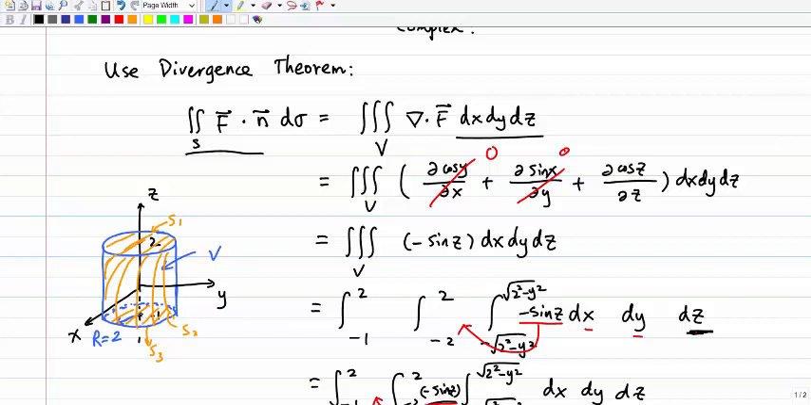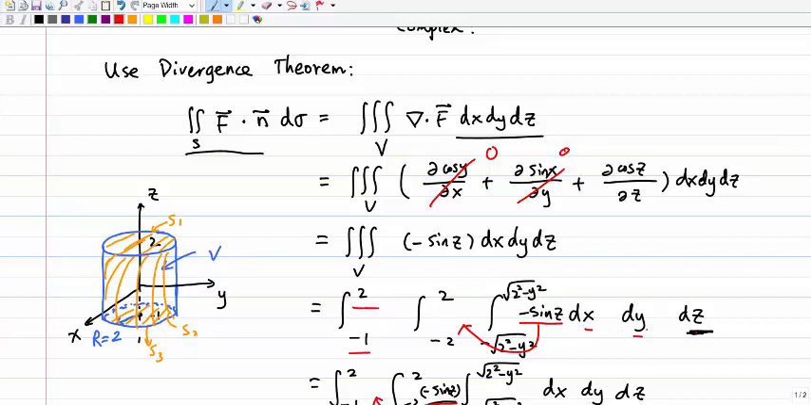Apparently, you start from -1 to 2, because below -1 nothing is there, the cylinder is not defined there, and above 2 no cylinder is defined either. So this is my lower bound and upper bound. Finally, we're done with z.